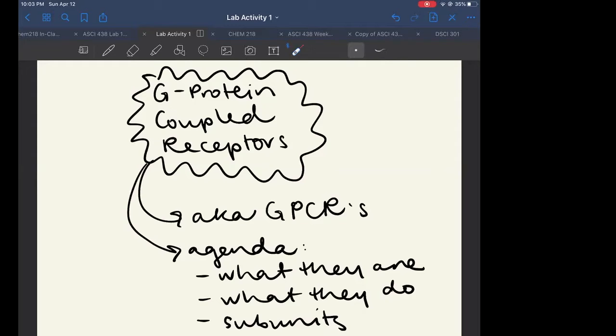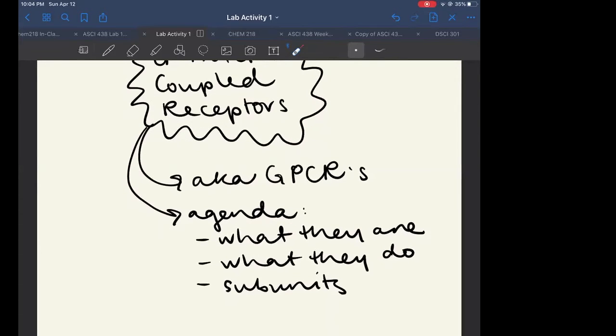Today I will be discussing G-protein coupled receptors, which can be abbreviated GPCRs, and we'll be talking about what they are, what they do, and the different subunits, with a focus on the alpha sub S and the alpha sub Q over 11 subunits.